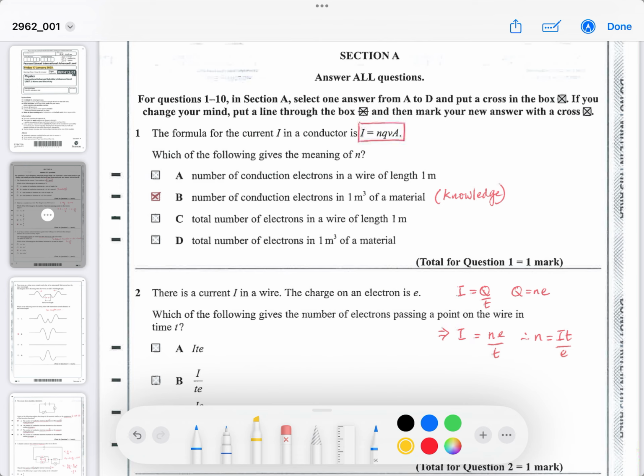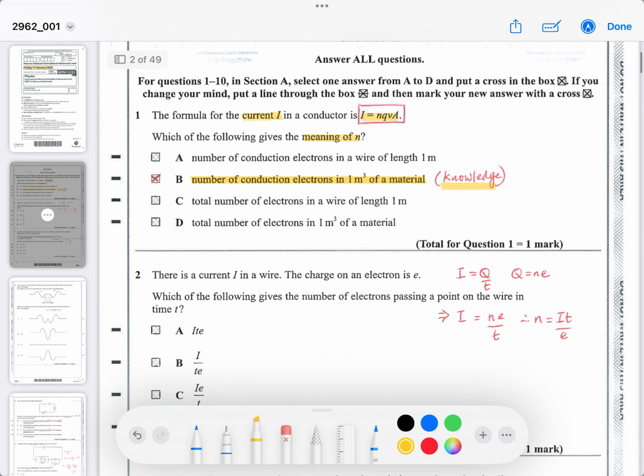Okay, so here's the multiple choice questions, and question 1 gives you the formula for current in a conductor as I equals nqvA. This is a knowledge question, and they want you to know the meaning of n in the equation. Because it's a knowledge question, you just got to know it. There's only one right answer. It's the number of conduction electrons per meter cubed. So the answer is B, and you can look through the others. If you don't know this, it's just helpful when you're revising to go through as many multiple choice questions as you can.